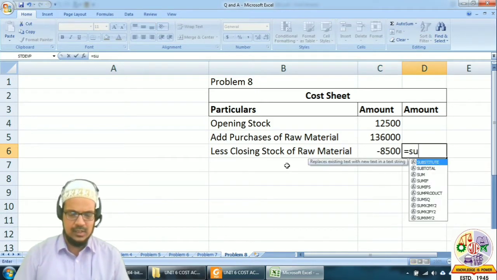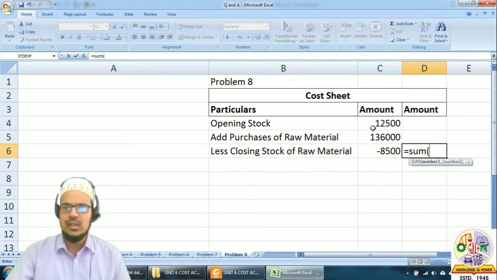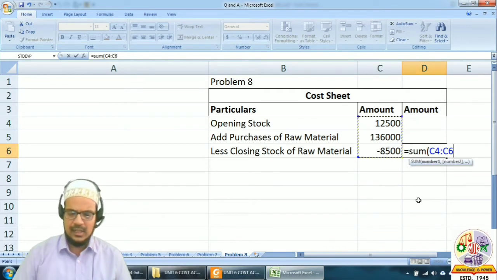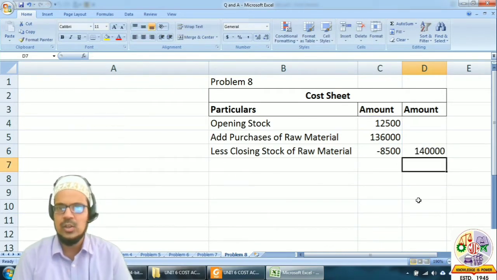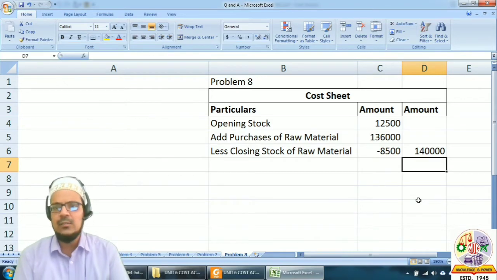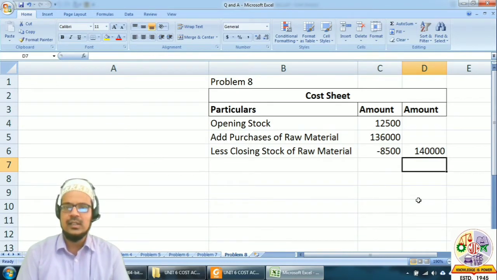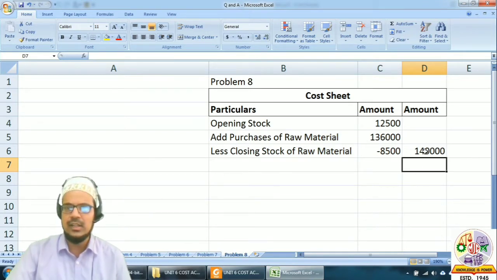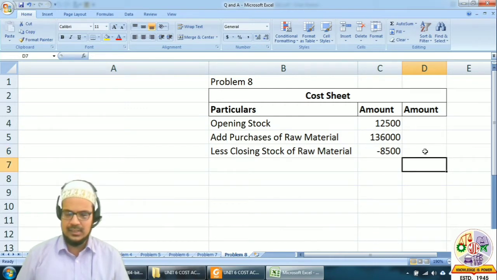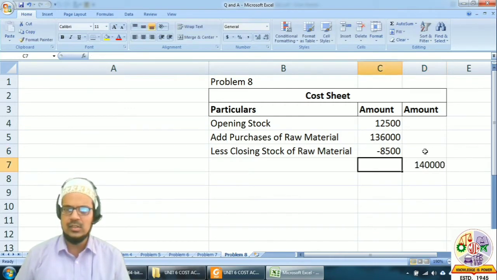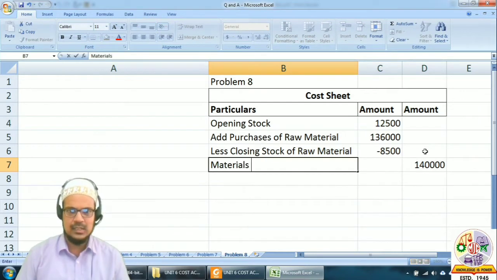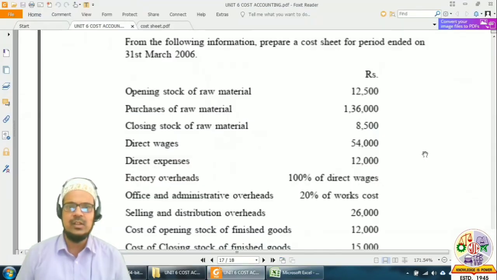Now just take a total of this: 12,500 plus 1,36,000 minus 8,500. You will get 1,40,000. Okay, this is nothing but the material consumed. Actually, instead of writing it over here, we can write it like this: 1,40,000 and material consumed. Okay, next we will need to find out direct wages, which is 54,000.